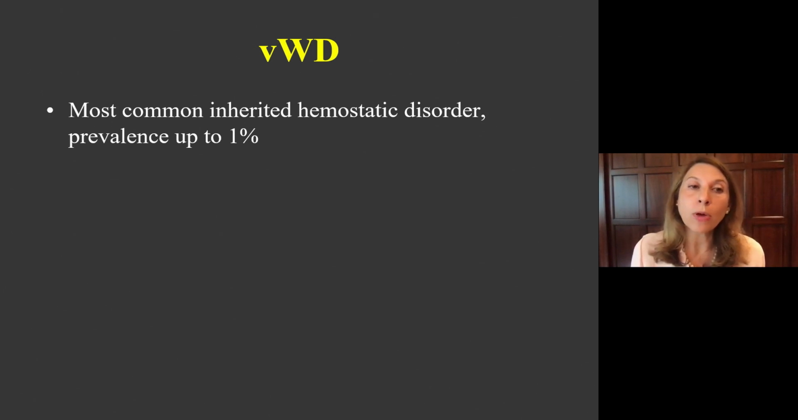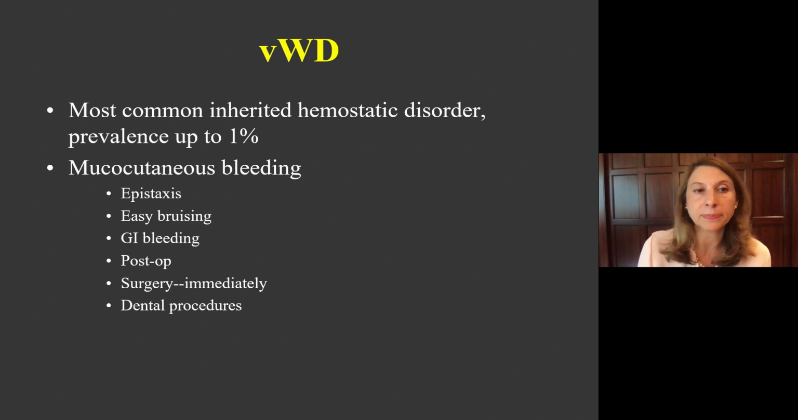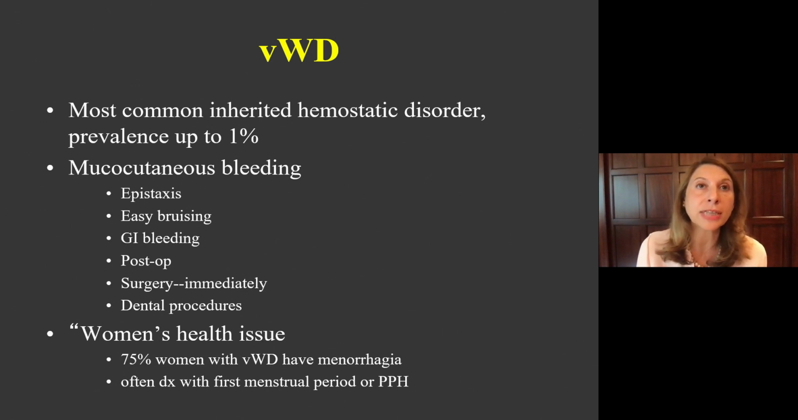So for von Willebrand disease, the most common inherited hemostatic disorder, it has a prevalence of about 1%. And it presents with mucocutaneous bleeding, such as epistaxis, easy bruising, GI bleeding, bleeding in a post-op setting or during surgery, and bleeding during dental procedures. And it is important to take a history to establish any of these types of patterns of bleeding.